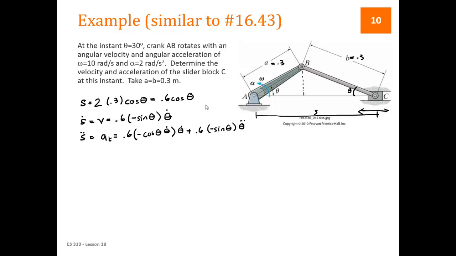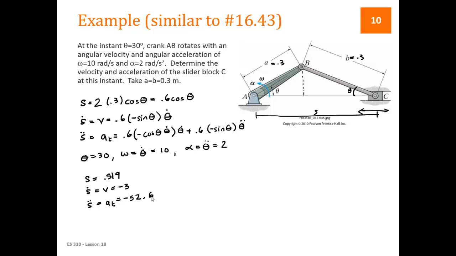So now we know all of these things. We have that theta is equal to 30, omega, which is theta dot, is equal to 10, and alpha, which is theta double dot, is equal to 2. So we can plug all of those into these expressions. We get S equal to 0.519. S dot, which is V, is equal to negative 3. And S double dot, which is A, is equal to negative 52.6. So this is in meters, this is in meters per second, and this is in meters per second squared.